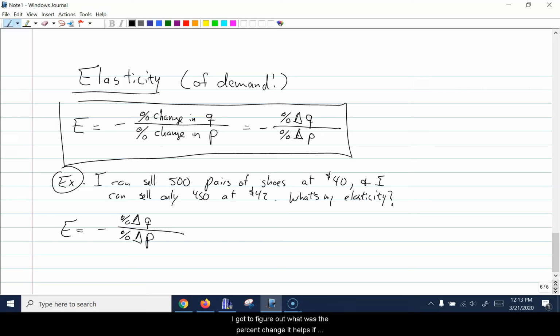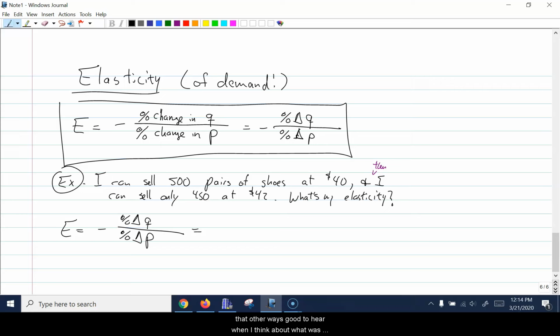I've got to figure out what was the percent change. It helps if there's a time aspect in here. When I think about a percent increase, it matters which one was the original and which one was the later. Because when you gain a 5% raise, it's 5% of your old salary, not 5% of your new salary. If you've seen these numbers in a business context, you might have done this in a different way, and that other way is good too.